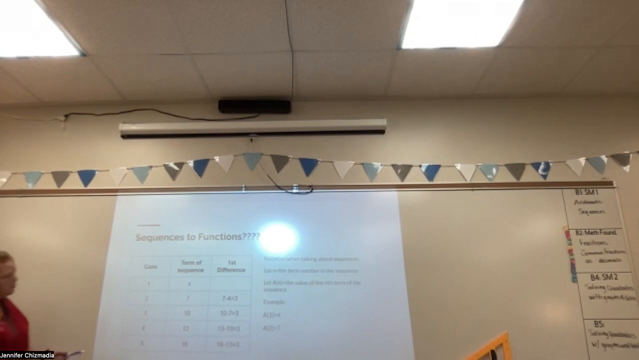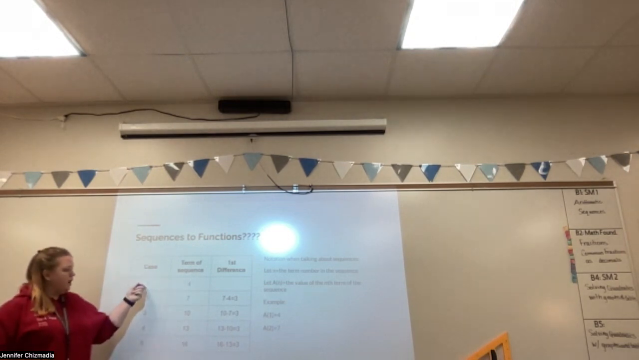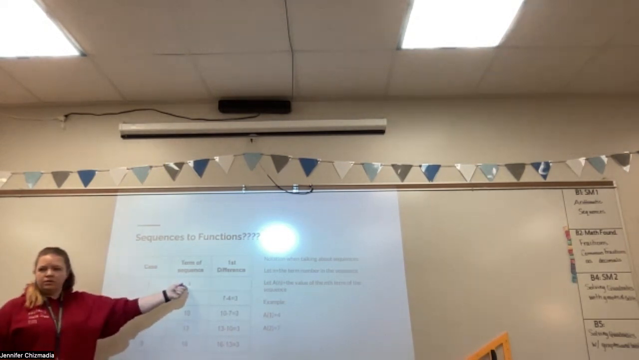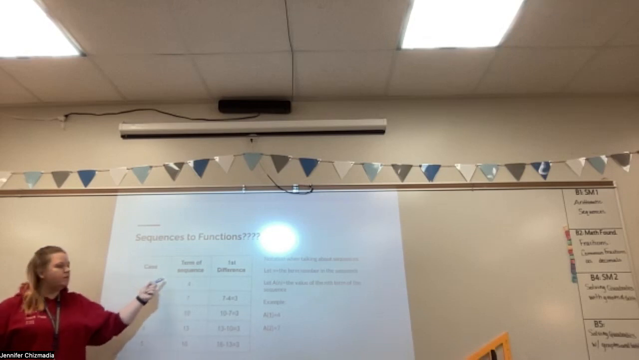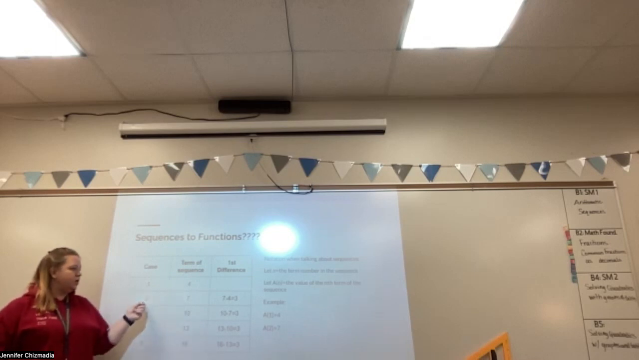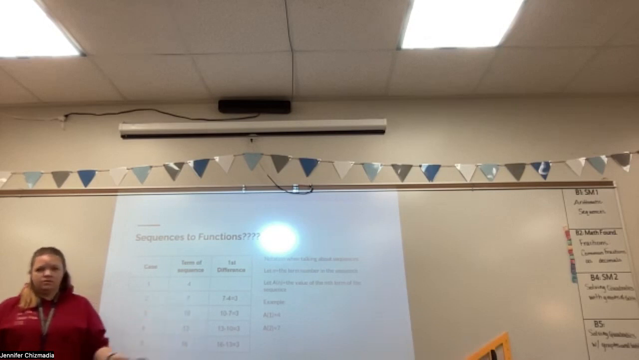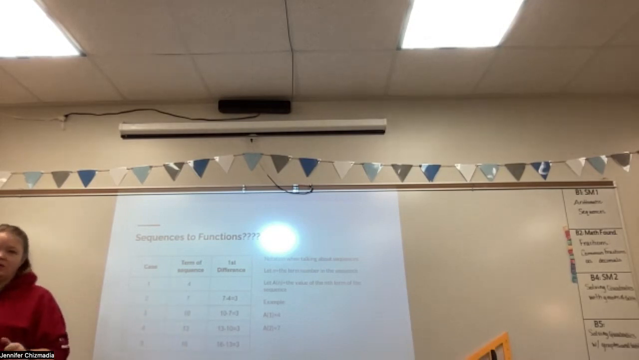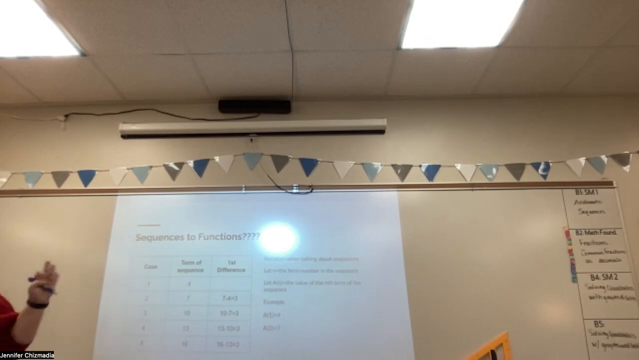For example, a of 1 equals 4. So we put in 1, we get out 4. A of 2 equals 7. We put in a 2, we get out a 7. Are you with me? We use n to describe what number of term we're looking at.